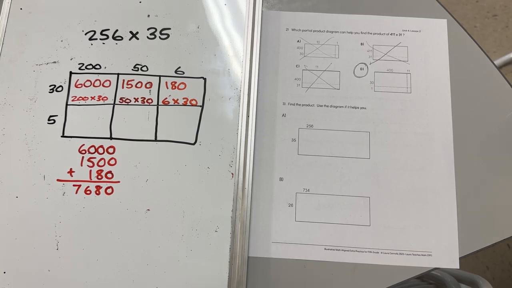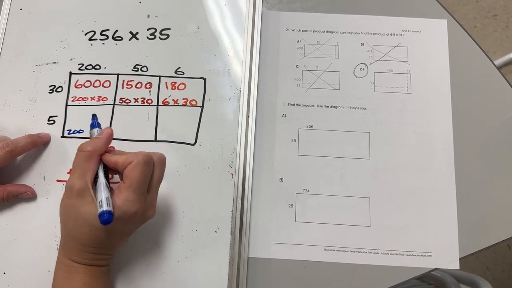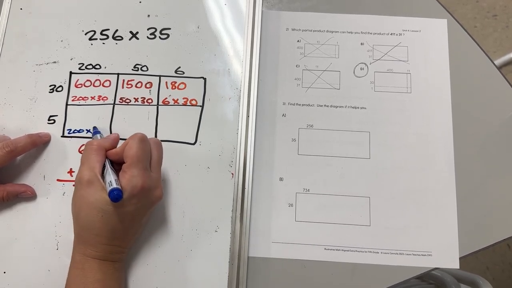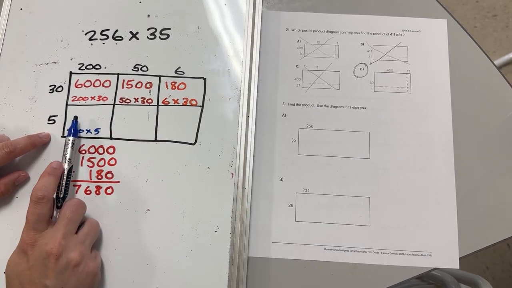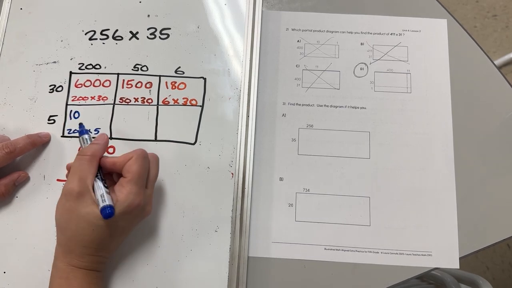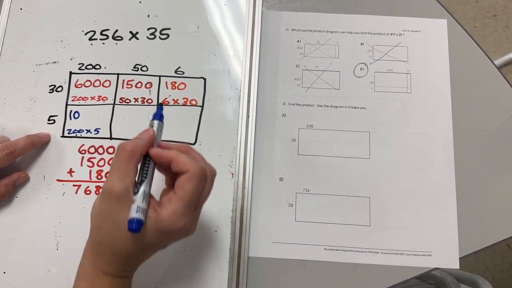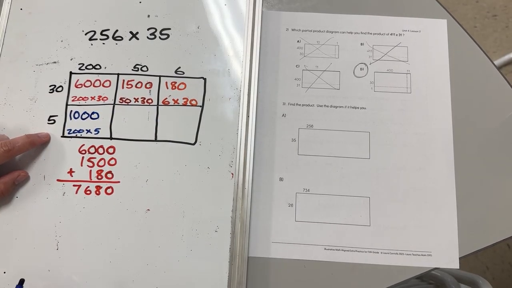Next, I'm going to do the bottom row. So I look up, I see 200. I look left, I see 5. I'm going to treat that 200 as if it were 2 and do 2 times 5 to get 10. But then I have to add my 2 zeros onto the end to get 1,000.